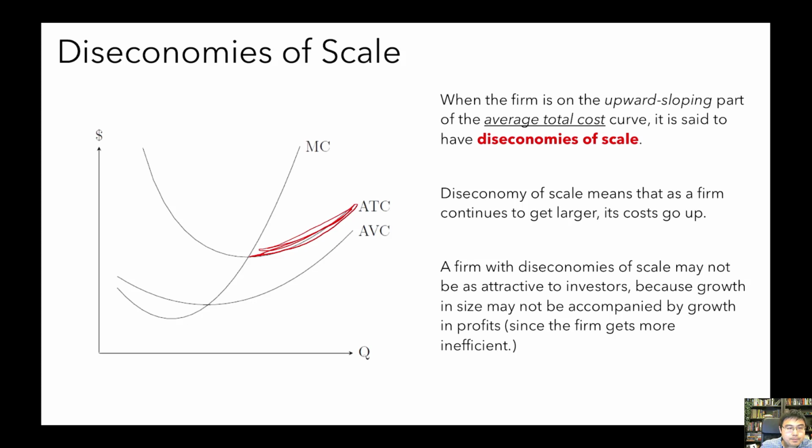Okay, upward sloping part. If a firm has diseconomies of scale, then that means as it gets larger, it also becomes less efficient. Firms with diseconomies of scale are going to be less attractive to investors because any gains in revenue from them growing larger are going to be offset by increases in average costs. And so it's also harder for firms with diseconomies of scale to achieve dominant market share in their industry because as it gets larger and more inefficient, smaller and more nimble firms are going to be able to compete more effectively with them on price.